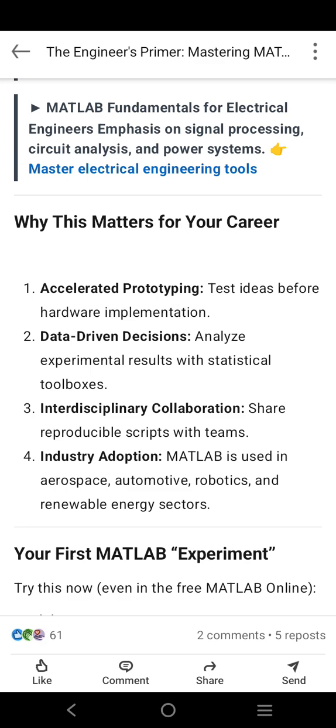Why this matters for your career: accelerated prototyping, data-driven decisions, interdisciplinary collaboration, industry adoption.